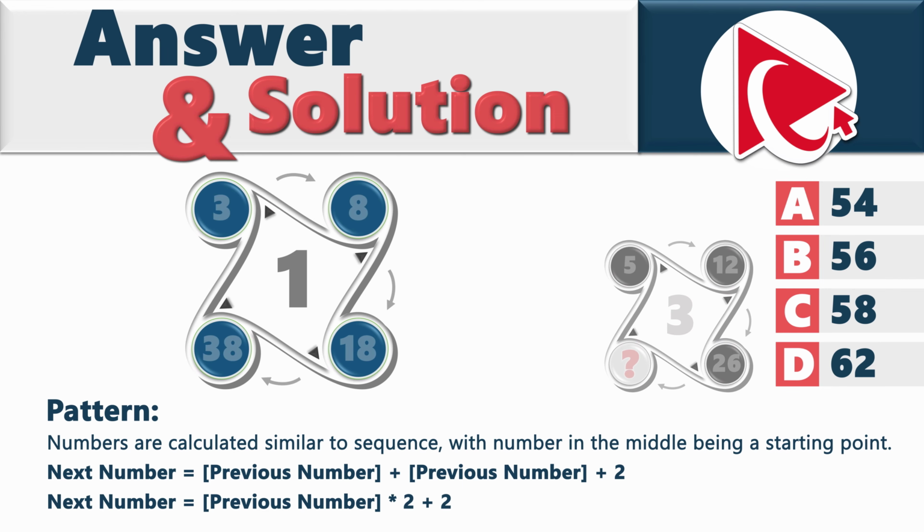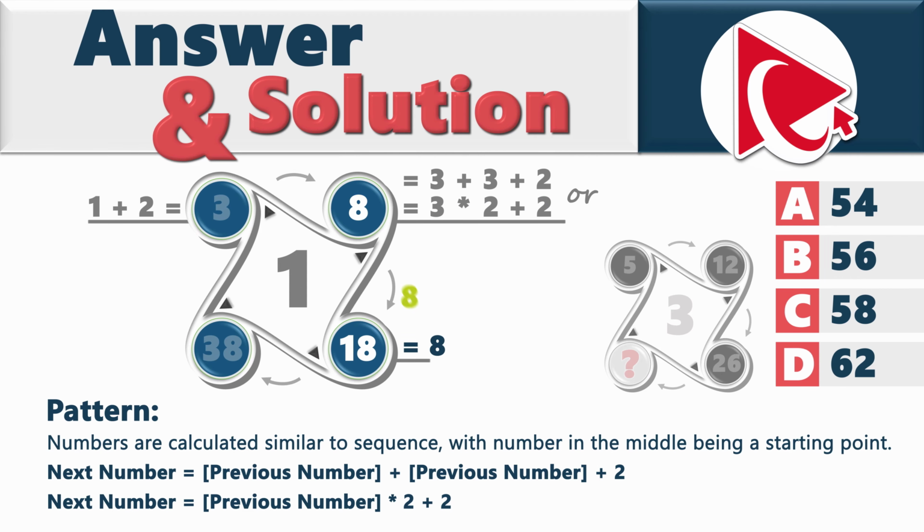Let's look at the examples. For the first shape, the starting number is 1. I called it the inside number in my description when I presented you the question. Then the calculations navigate to the upper left corner. 1 plus 2 equals 3. Then the next number is calculated as 3 plus 3 plus 2 equals 8, or 3 multiplied by 2 plus 2 also equals 8. As we move forward, 8 multiplied by 2 plus 2 equals 18, and 18 multiplied by 2 plus 2 equals 38. This is how we end up with the number 38 in the bottom left corner.